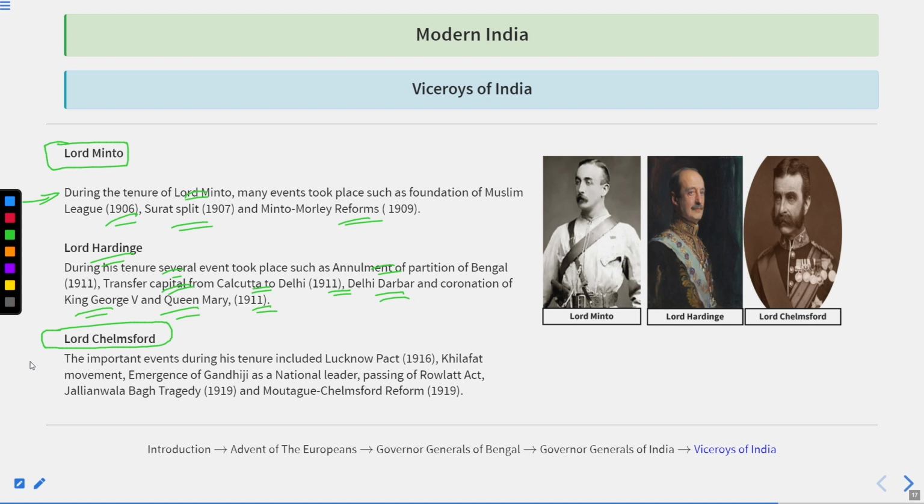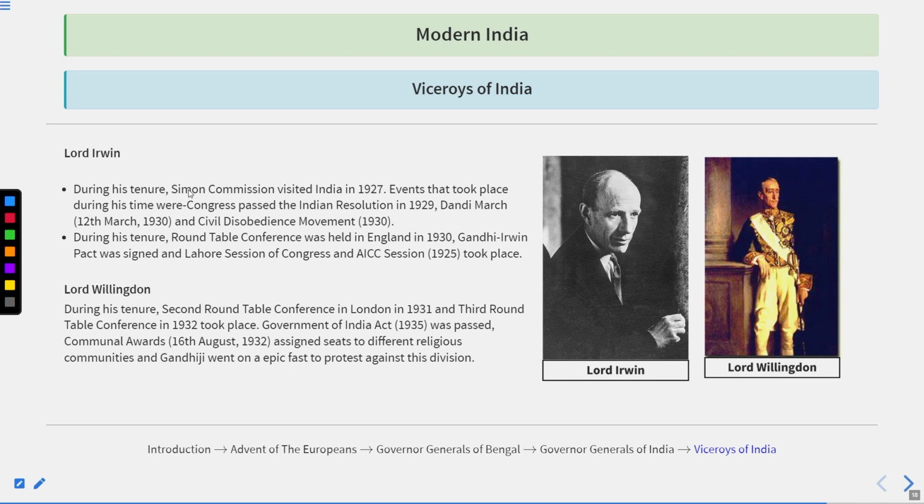Then comes Lord Chelmsford. The important events during his tenure included the Lucknow Pact 1916, Khilafat movement, emergence of Gandhi as a national leader, passing of the Rowlatt Act, Jallianwala Bagh tragedy, and Montagu-Chelmsford Reforms 1919.